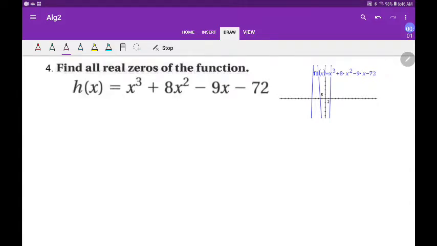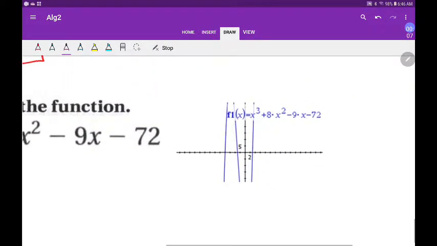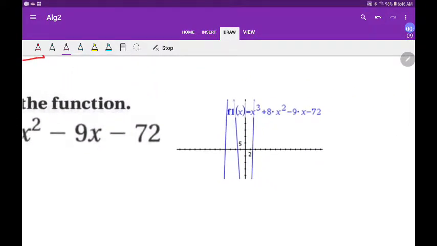So, find all the real zeros of the function, and I have provided a graph here. It's meant to show us that this root looks like it's between 2 and 3. This root looks like it's between 1 and 2. And this root, let's see, 2, 3, 4. Looks like it's -4, or pretty close.